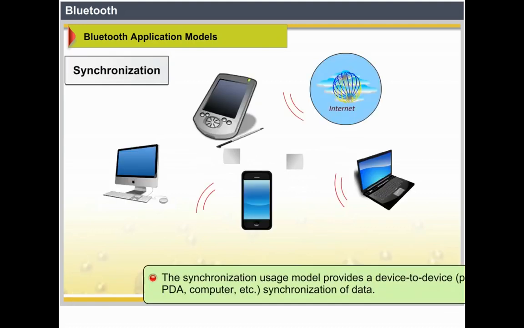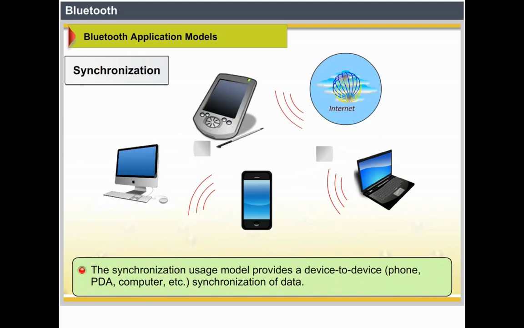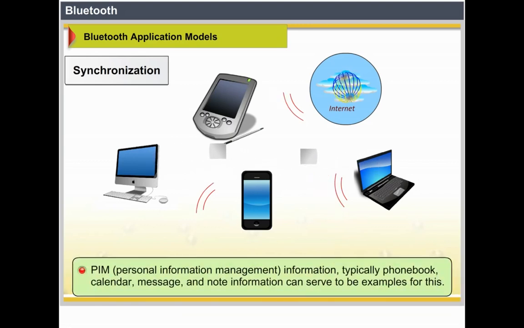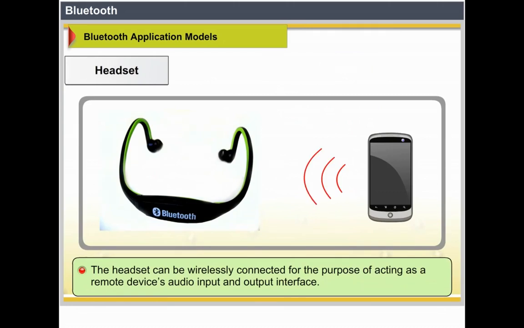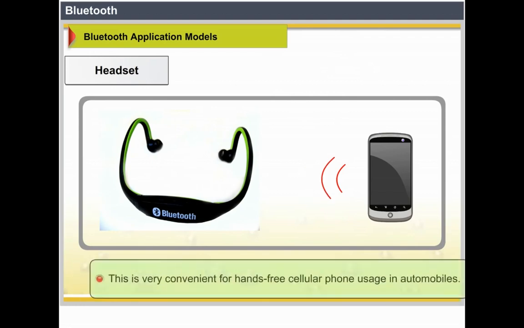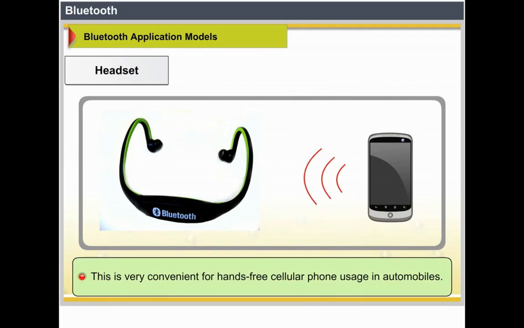Synchronization. The synchronization usage model provides device-to-device synchronization of data, such as phone, PDA, computer, etc. Examples could be PIM, Personal Information Management information, typically phone book, calendar, message and note information. Headset. The headset can be wirelessly connected for the purpose of acting as a remote device's audio input and output interface. This is very convenient for hands-free cellular phone usage in automobiles.